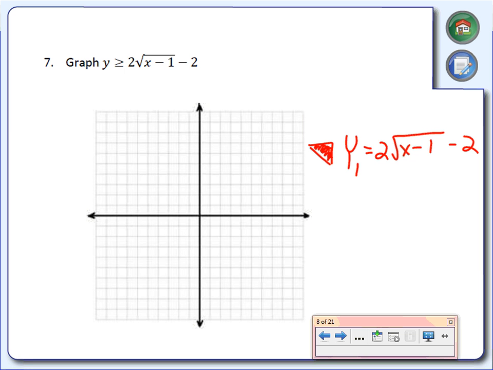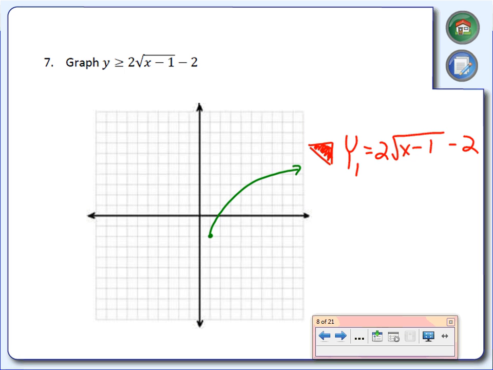And what you see on your calculator is what you're going to graph on your paper. Now, just looking at the equation itself, I noticed that the minus 1 underneath the square root is going to move the graph over to the right 1 unit. The minus 2 on the outside is going to move the graph down 2 units. I also know that the 2 in front of the square root is going to stretch the graph out vertically. So your graph is going to look something like this right here.